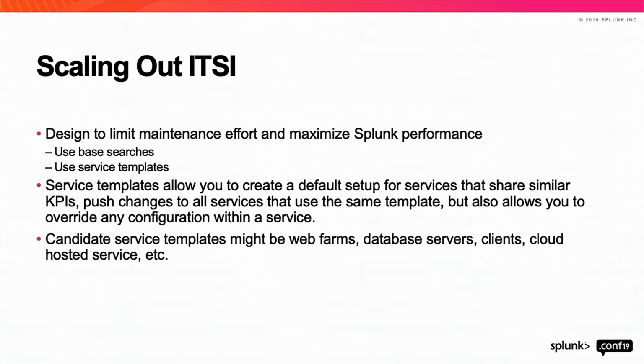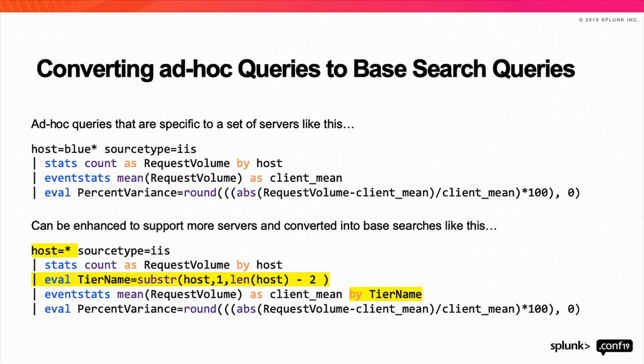You can do things through service templates, right? All right. So one of the gotchas that you might have there is when you're using something like service templates and those base searches: how would you use that query I was showing before, what you see above, for making sure that traffic is balanced across all our servers? How do you make a KPI like that scalable? How do you turn that into a base search?